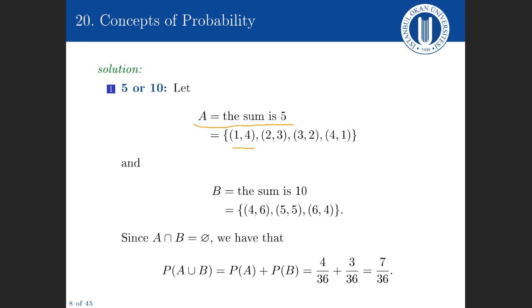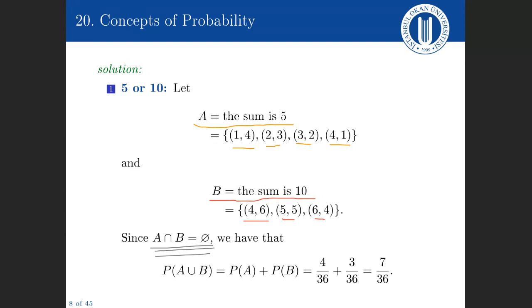We can have 1 and 4, 2 and 3, 3 and 2, or 4 and 1. And next, let's suppose B is the event that the sum is equal to 10. How can we get 10? We can have 4 and 6, 5 and 5, or 6 and 4. Before we go on, let me remark that the intersection of these two sets is the empty set. So we don't need to worry about calculating the probability of A intersection B, because the probability of A intersection B must be 0.